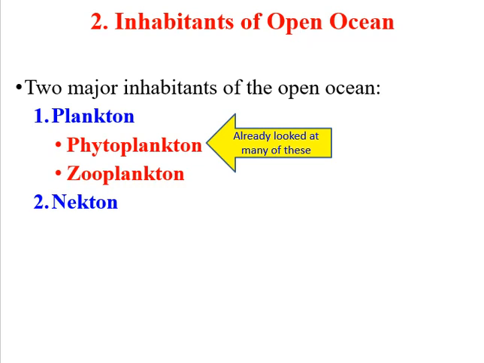Some of them can swim. They have flagella or cilia. They have mechanisms for moving. But they can't swim faster than the current. They can't really determine their movement other than they can swim up and down sometimes. They can swim, but not very strongly. And then there's nekton, big things that can swim.